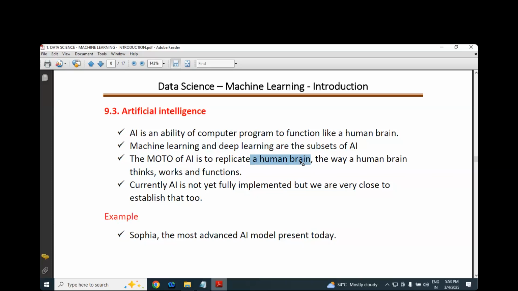We are very close. One of the AI models is Sophia. Do you know about this? If you don't know, go to Google, you can just open YouTube. Sophia AI model. It talks like a human, sir, like a robo. AI robo means almost being a human. With your brain, how you are thinking, how you are functioning, it will function. Okay.